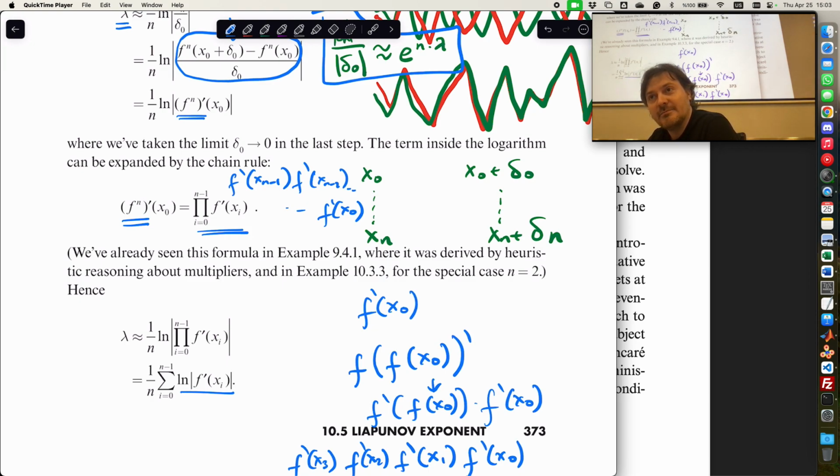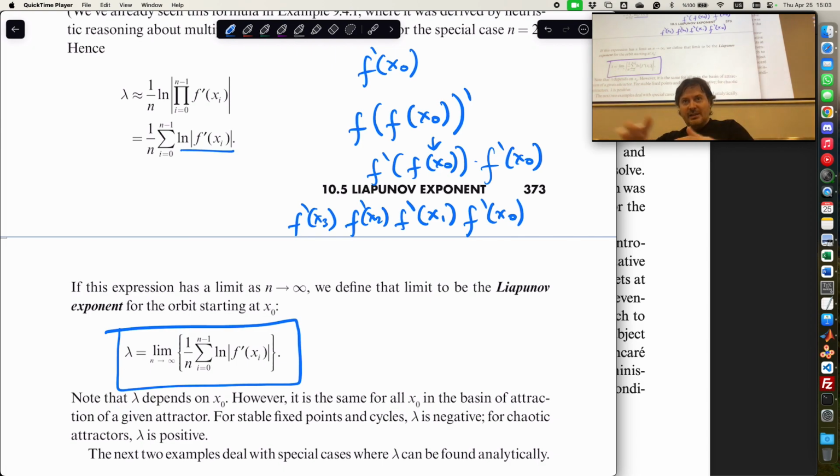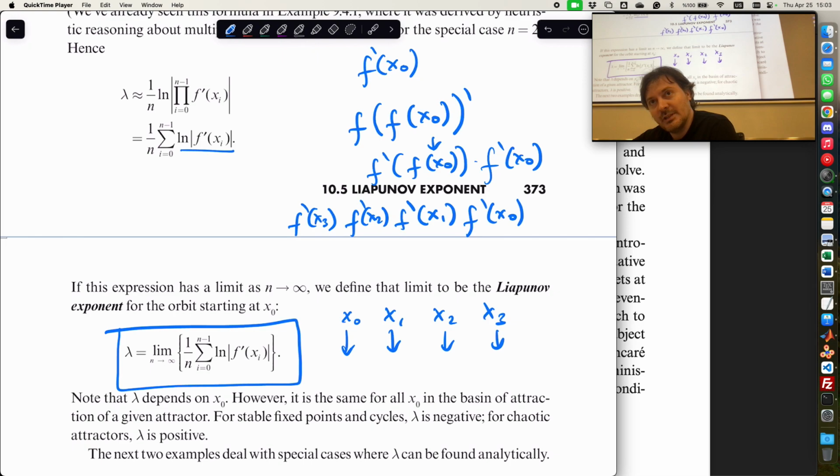So to find the Lyapunov exponent, what you need to do is, I give you a function, and I tell you, find the Lyapunov exponent at this point. You basically find x0, x1, x2, x3 by mapping, by playing this game. And then you find the derivatives at those points. Then you take their logarithms, then you sum them up.